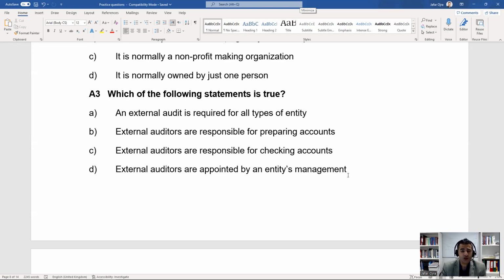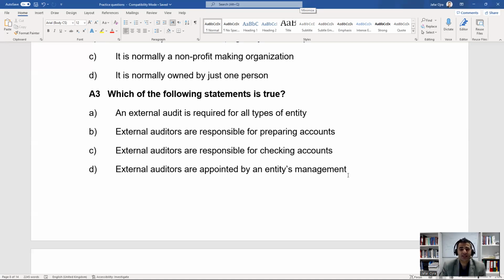Usually not all businesses are required to have an external audit. Usually only the listed business entities are required to. Listed means they are listed in the stock market, so these are large companies.